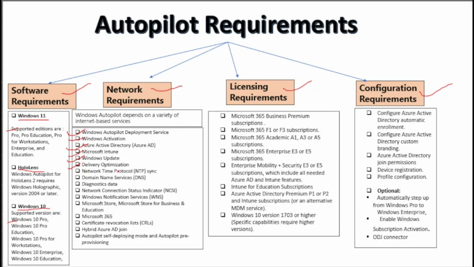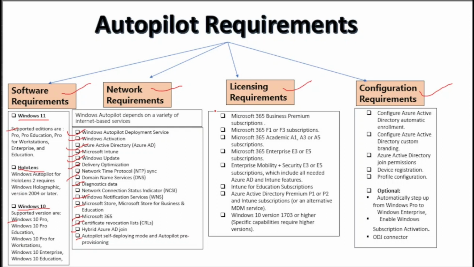Similarly, for network time protocol synchronization, domain name service, diagnostic data, network connection status indicator, and then Windows Notification Services, Microsoft Store and Microsoft Store for Business and Education, Microsoft 365 certificate revocation list, hybrid Azure AD join, as well as the Autopilot self-deploying mode for Autopilot and pre-provisioning. So all these services and their respective URLs should be whitelisted when we are performing Autopilot in an on-premises environment.